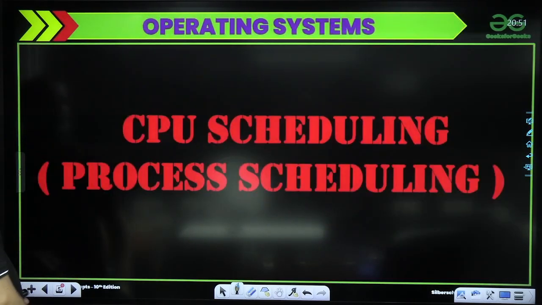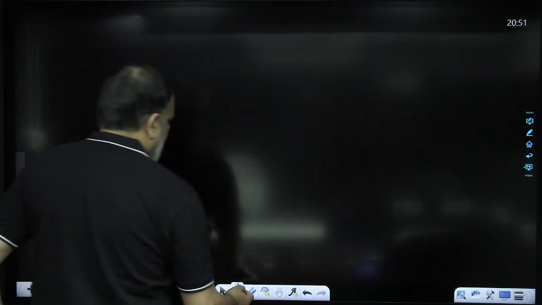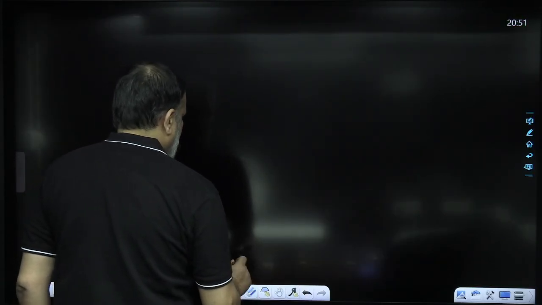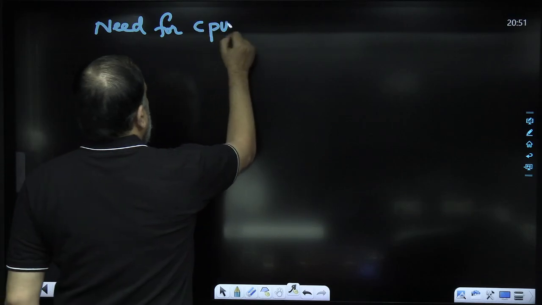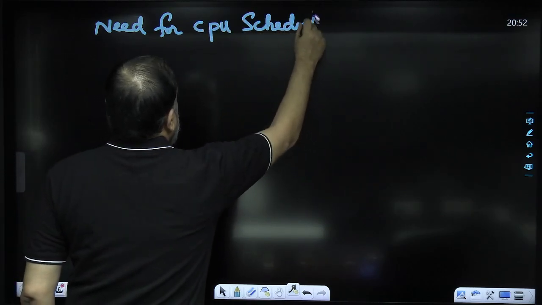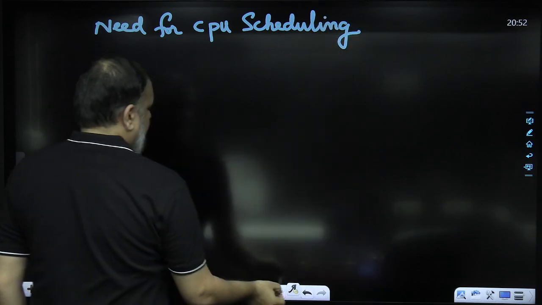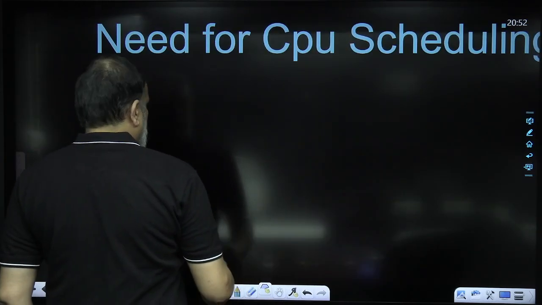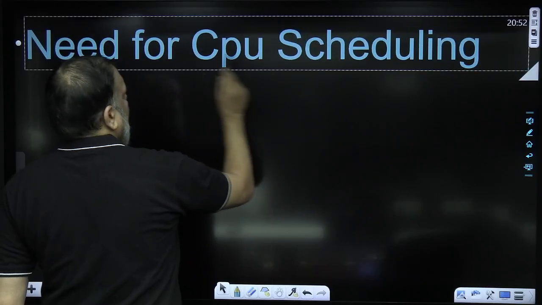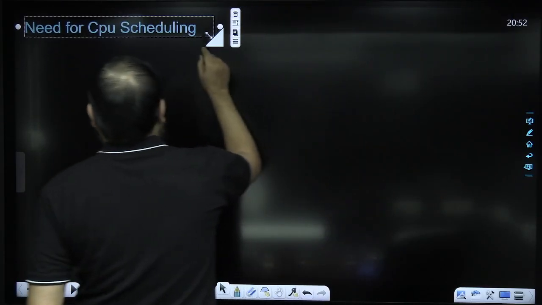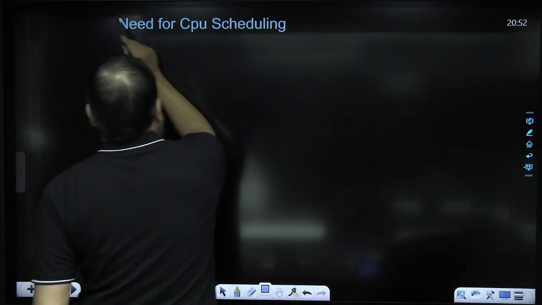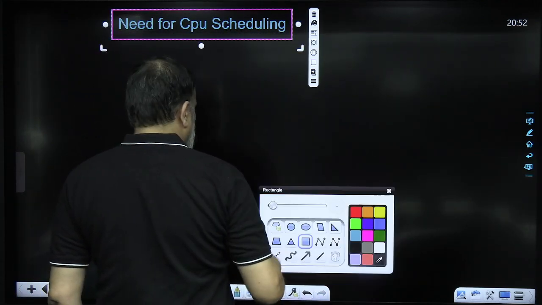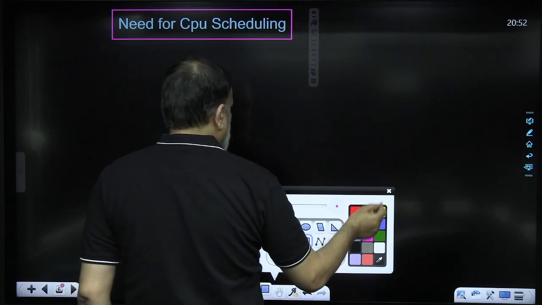So before I start the basic concepts, I would like to emphasize what is the need for scheduling. Let's discuss this topic. What is the need for CPU scheduling? Unless you understand what is the need for scheduling, you cannot really have a full understanding of various scheduling techniques. So let's build up understanding with regard to this need for CPU scheduling. Why, after all, do we need scheduling? We'll try to understand that by means of a diagram.